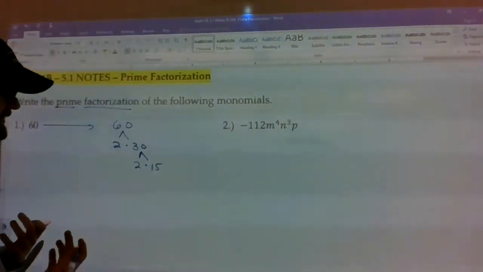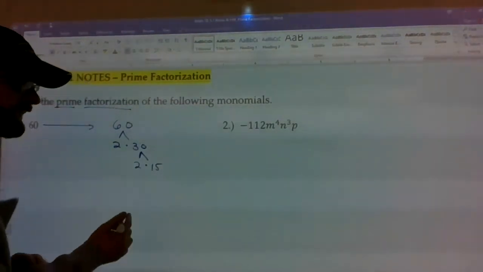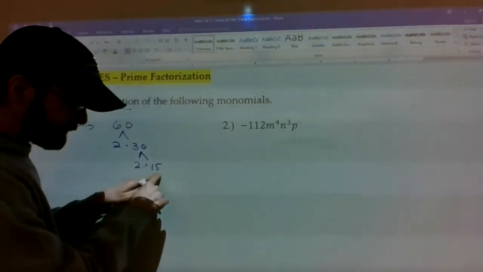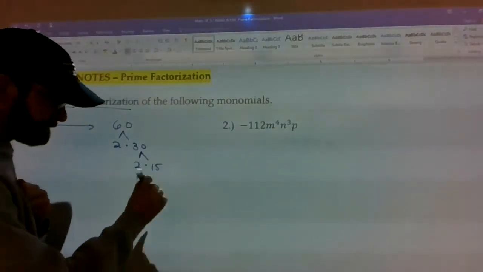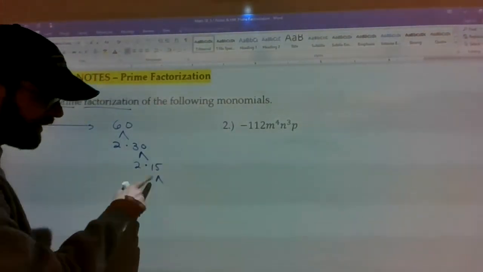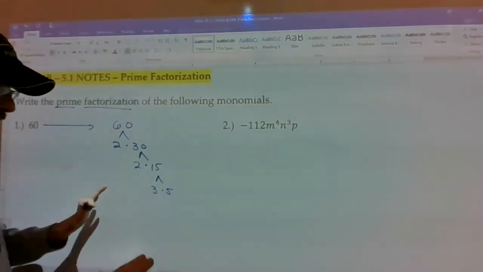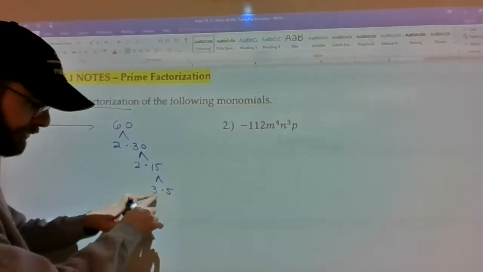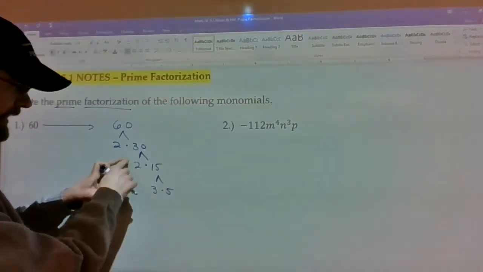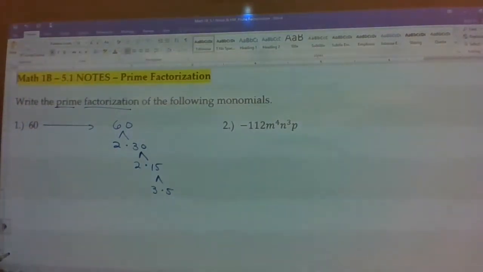See where I'm going with this? I'm using a factor tree to keep breaking down the non-prime numbers. 15, excuse me, still not prime. 3 times 5 would give me 15. And at this point, 5 is prime, 3 is prime, 2 is prime, and 2 is prime here.